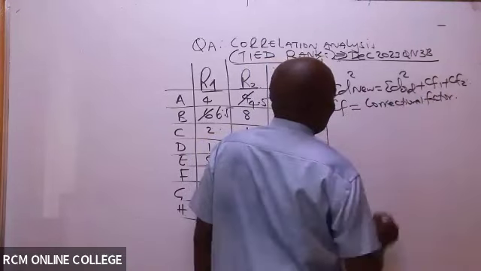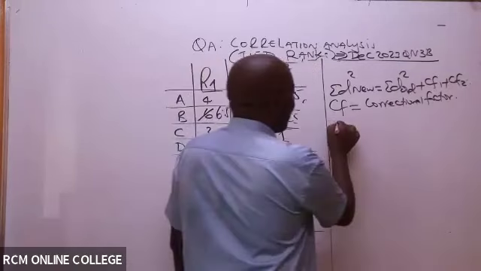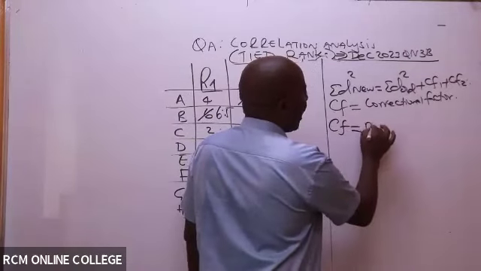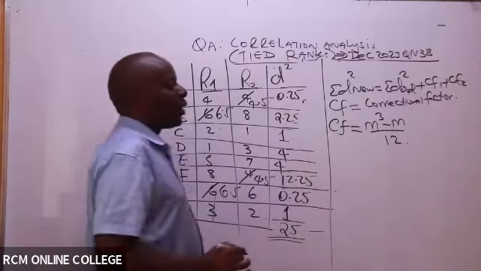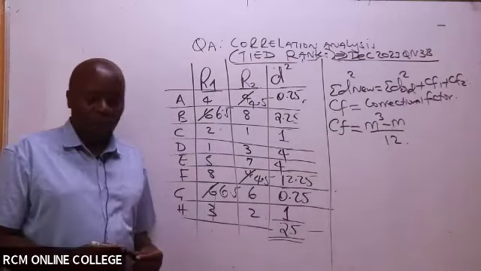Now remember, this CF stands for correctional factor. And how do I get this CF, ladies and gentlemen? I normally take m cubed minus m over 12.